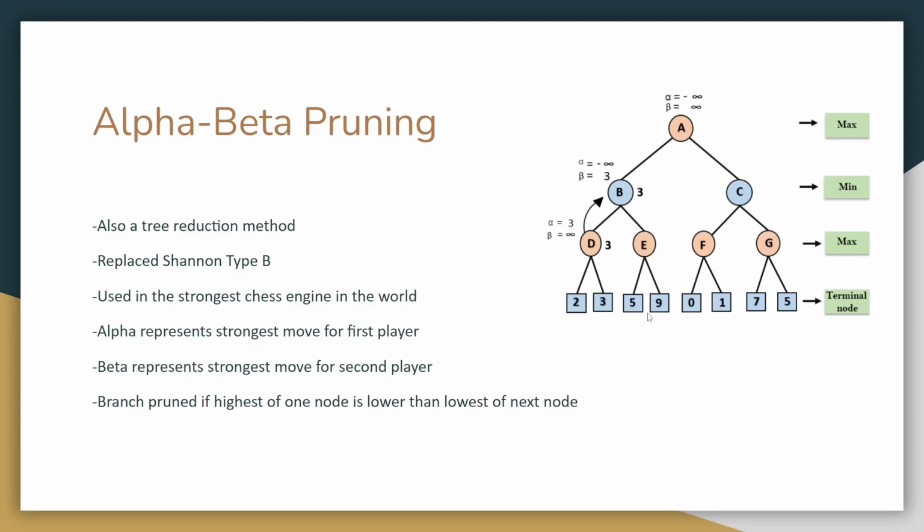So that's basically what the alpha beta pruning method does, and it's an upgrade on the Shannon type B because it actually takes into account the deeper evaluations rather than just what the position appears to be based on a single evaluation.